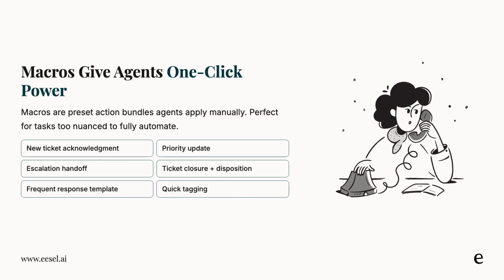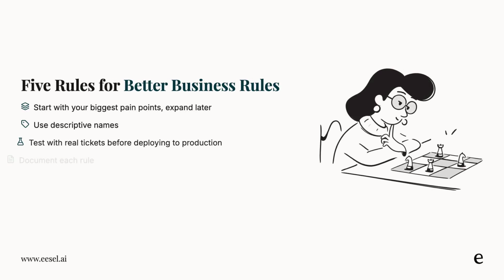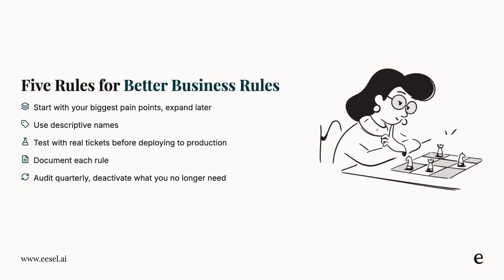to fully automate. Start with the 6 essentials: acknowledgement replies, priority updates, escalation handoffs, closure templates, frequent answers, and quick tagging. 5 practices make the difference between rules that help and rules that create chaos.